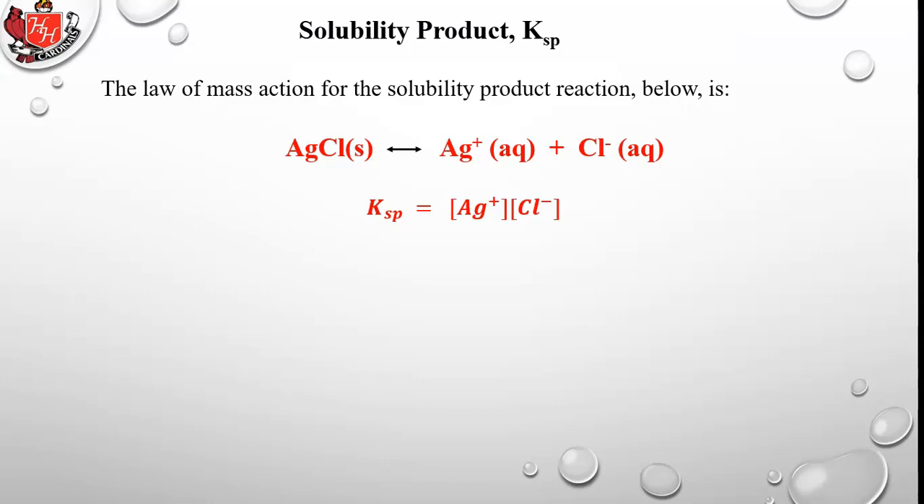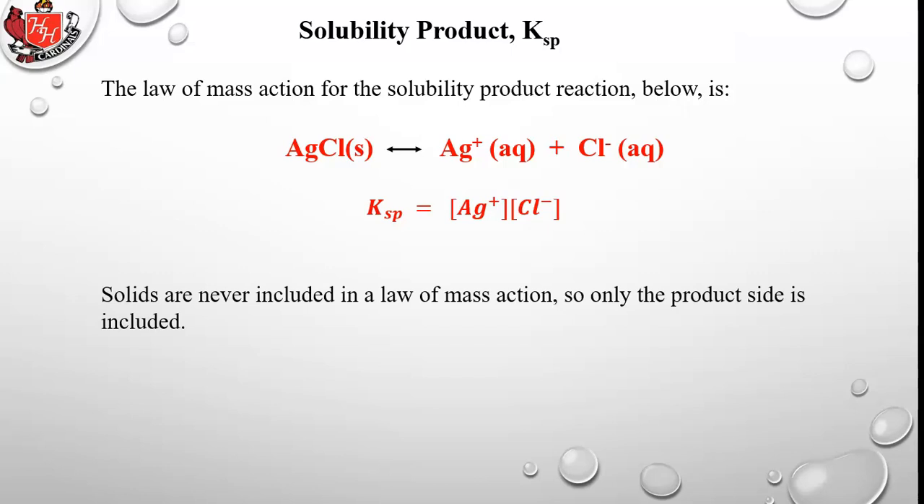The law of mass action for the solubility product reaction below is, you see it, the Ksp is going to equal the products only. The concentration of silver ions times the concentration of chloride ions raised to the first power because their coefficients are 1. You do not include the AgCl because remember one of our rules was if it's a solid, then it will not be included in the law of mass action. So you only include the products in this case. Solids are never included in a law of mass action, so only the product side is included.